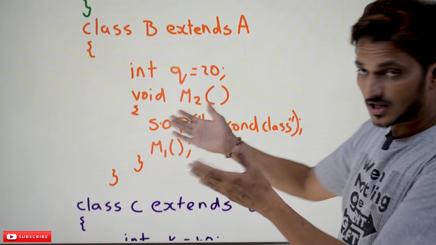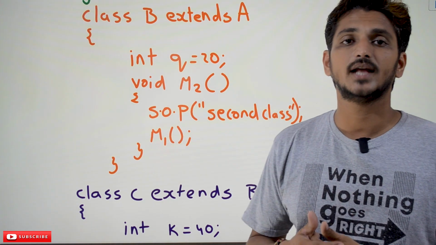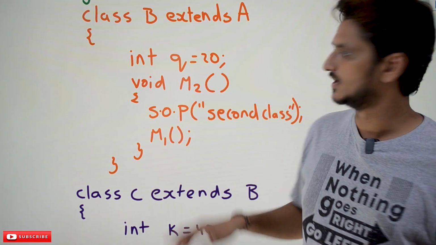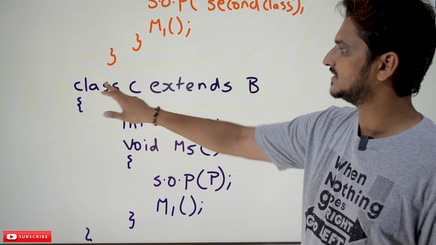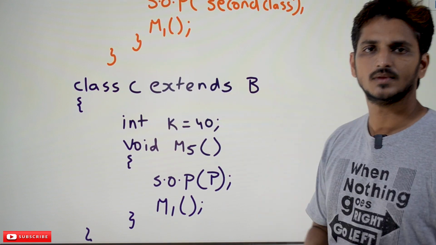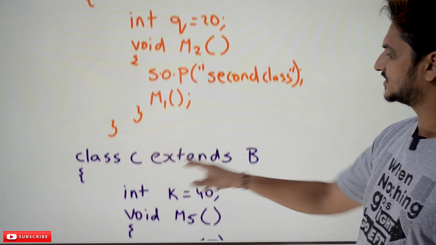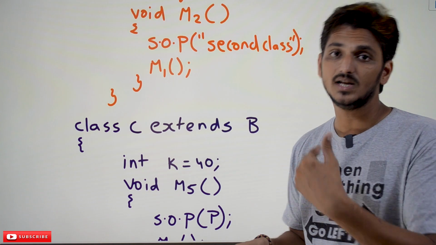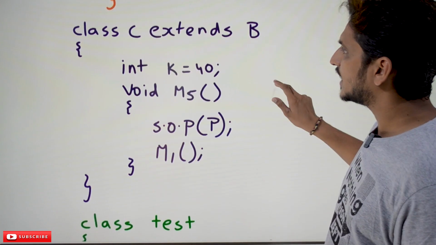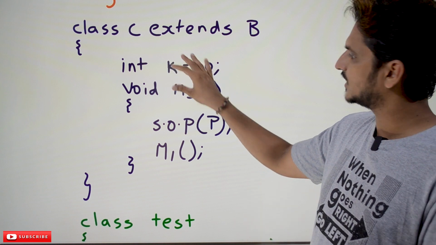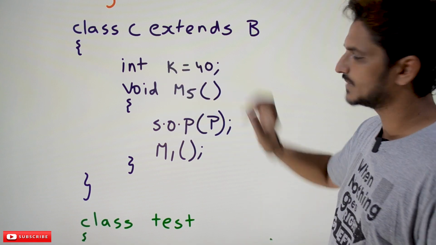If you do another level of inheritance, that is what we call multi-level. You can do it any number of levels. Let's take class C extends B. So B is extending A and C is extending B. This is multi-level inheritance. Here, int k is equal to 40 means one more instance variable, and one method is there, M5.